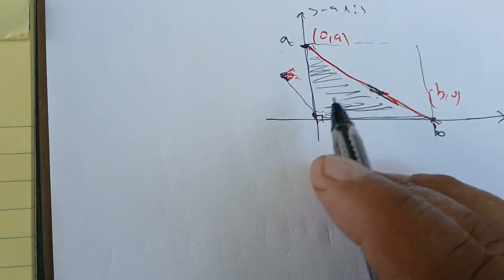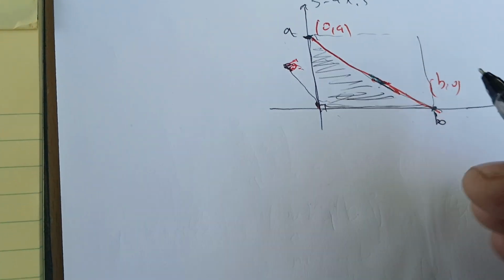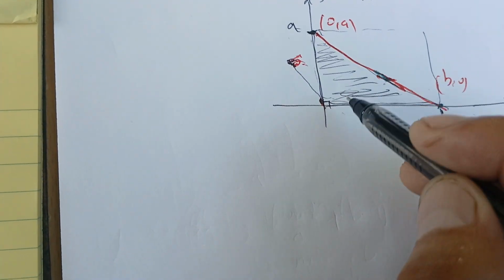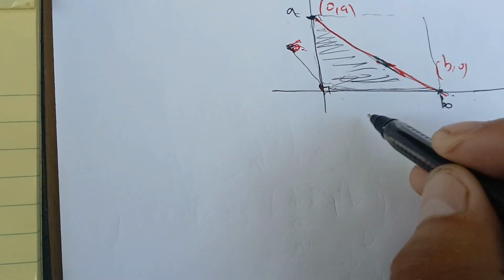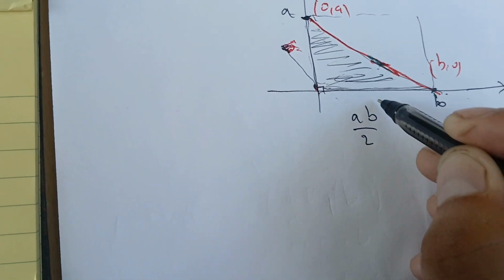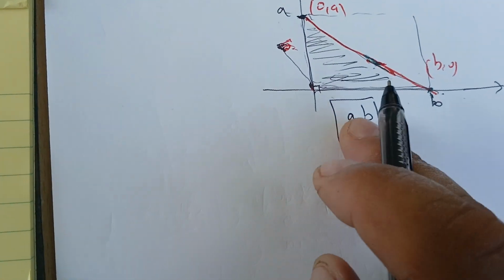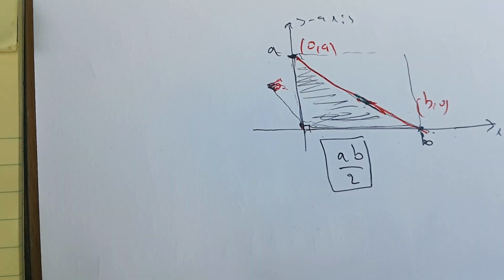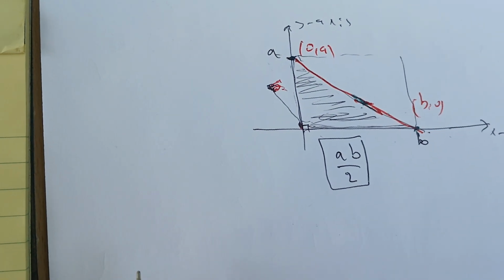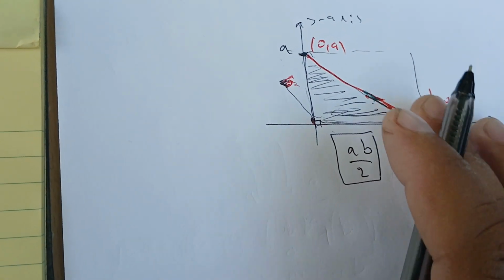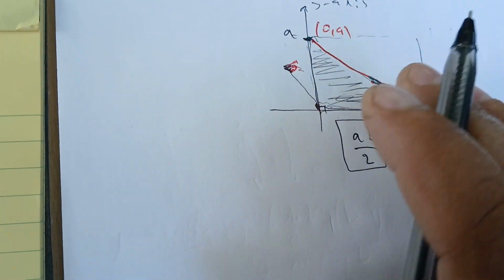We know the area of a triangle. The height here is A, and the base is B. Therefore, the area should be AB over 2. So this is the area lighted by our light here. We assumed a lot of simplifications, but this is just an application of calculus.